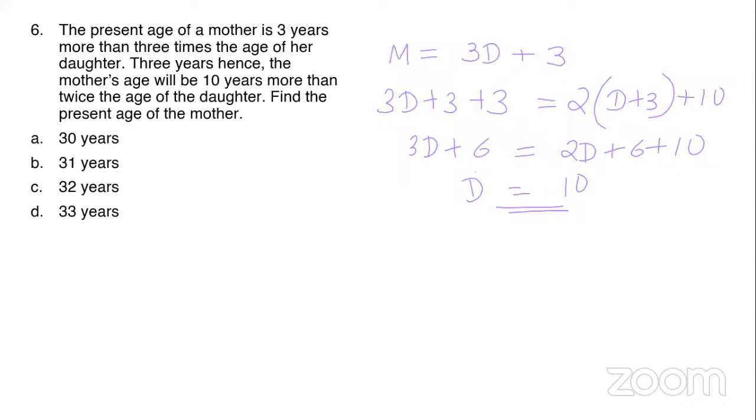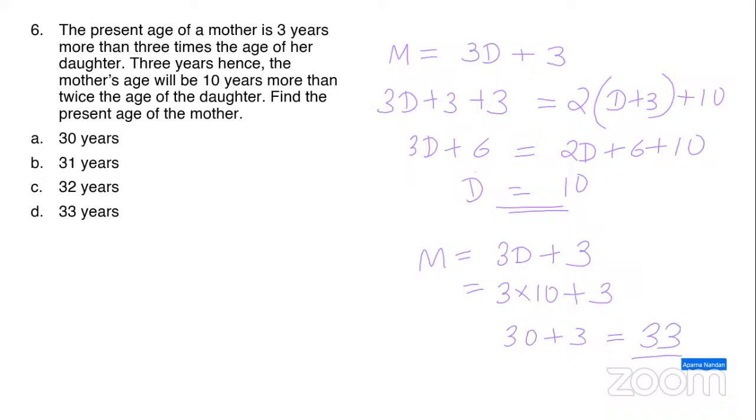We know that the age of the mother is 3D plus 3. So D is 10, so 3 into 10 plus 3. 3 into 10 is 30, and 30 plus 3 is 33. So the answer will be 33. Option D, 33 years is the answer. Is that clear for everyone? Shall I move on to the next question?